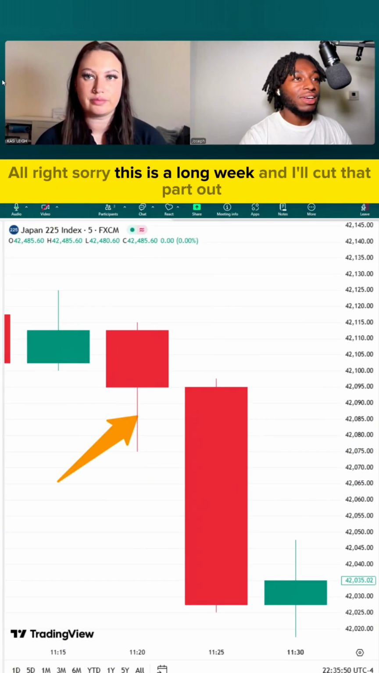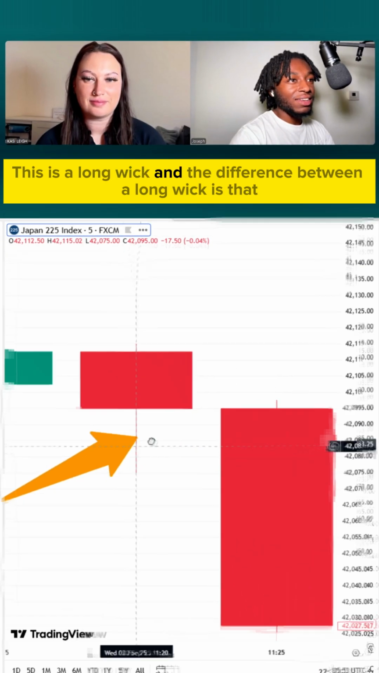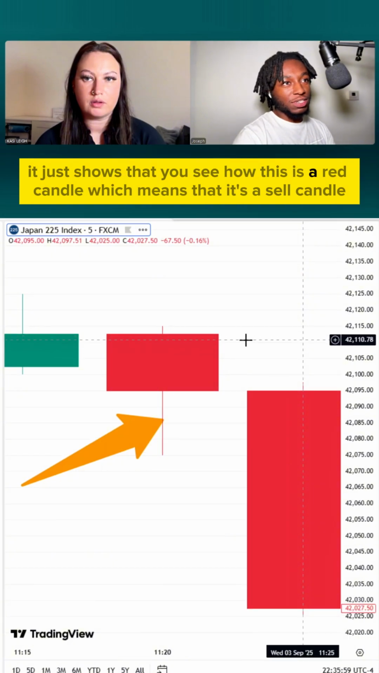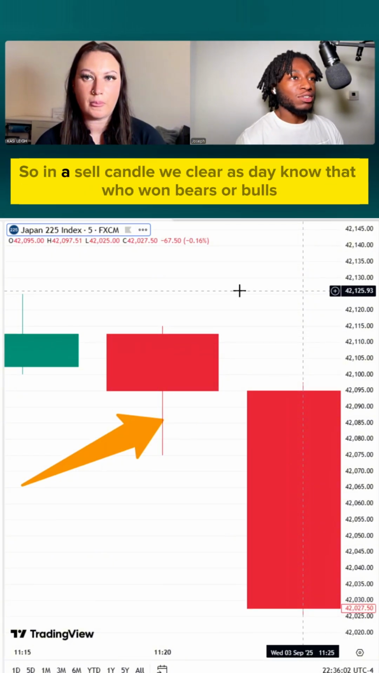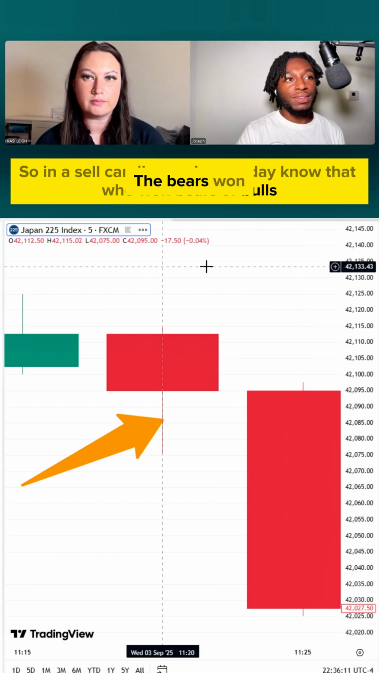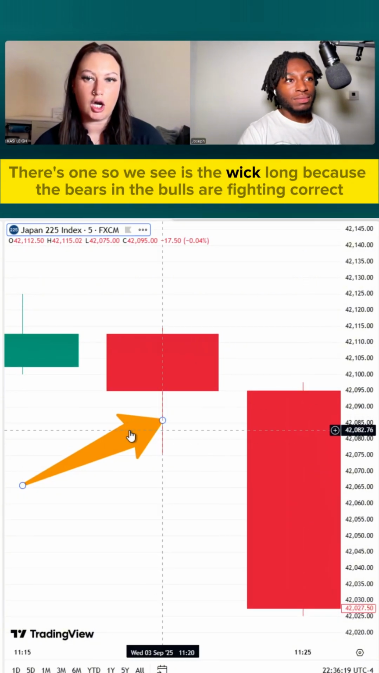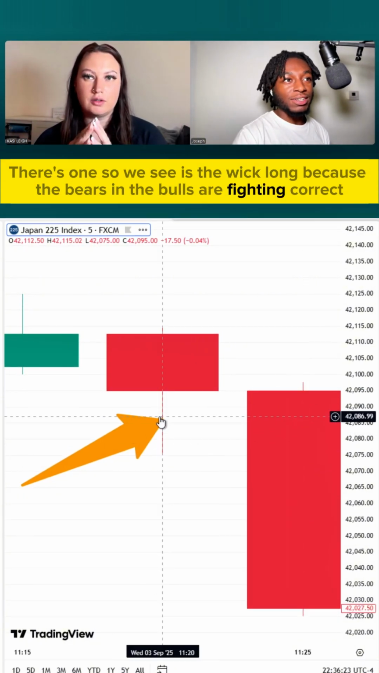This is a long wick, and I'll cut that part out. The difference with a long wick is that you see how this is a red candle, which means that it's a sell candle? So in a sell candle, we clear as day know who won, bears or bulls? The bears won. So the price went down, bears won. Is the wick long because the bears and the bulls are fighting? Correct, they're fighting against each other.